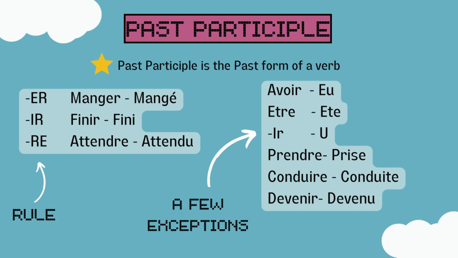But as always, it does have a few exceptions. For example, if the verb we are using is avoir, we are going to end our verb with eu. If it is être, then we are going to simply write été. If any ir verb is an exception, the ir is going to be removed and will be replaced with a u. The verb prendre turns into pris. The verb conduire turns into conduit. The verb devenir turns into devenu. And there are many more exceptions that just need to be memorized.